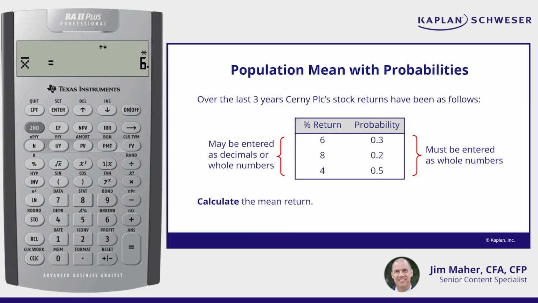Now, let's move on in our calculations here. Now what we're going to do is look at our population mean with probabilities. And we're going to look at our 3 returns once again. I'm going to input those as a whole number.